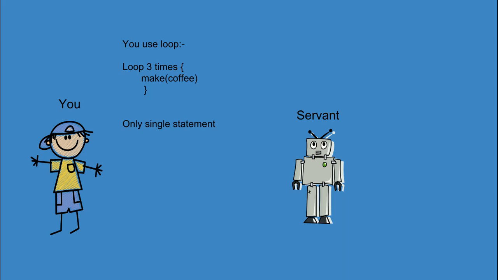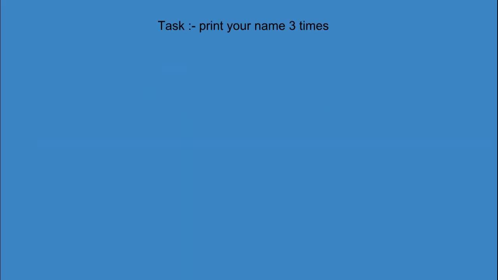Now let's do some code. We will do a task here: we try to print our name 3 times. There is option 1, which is very straightforward: you just type the command 3 times. But in option 2 we use a loop. We use a for loop, and I will explain the code in a further video.